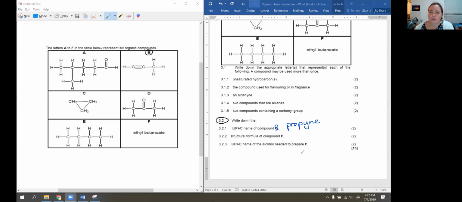Please note, you could have called it 1-propyne or prop-1-yne and it's still correct, but technically, we could only number it from this position because whichever side we put the triple bond on, that would be carbon one. So we actually can't have two different versions. You're not going to get two different isomers of this. There's only one. Can I ask everybody to please now draw out the structural formula of compound F? Basically, they're asking you to draw ethyl butanoate. Please, can I ask you to do that for me now?